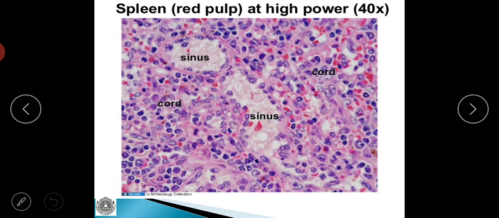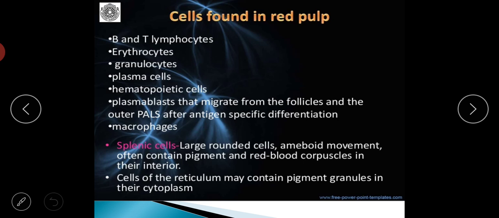Coming to the further details of the spleen histology. As you observe in this diagram, there are some spaces in between these cords, what are called sinuses, and sinuses are there in different parts of this section between the cords.